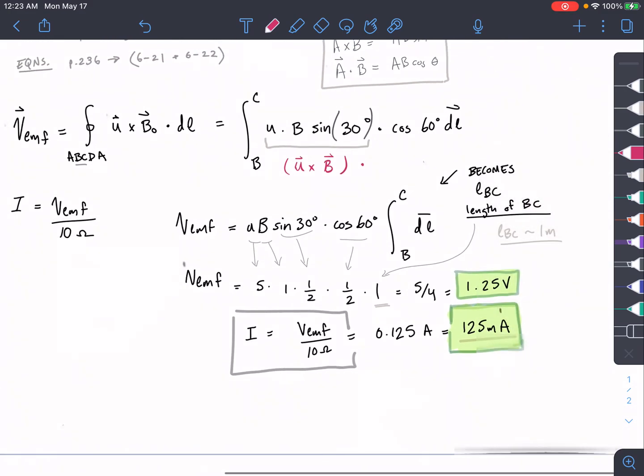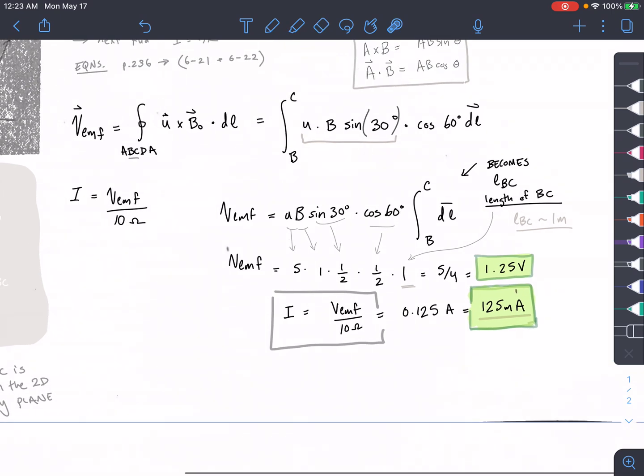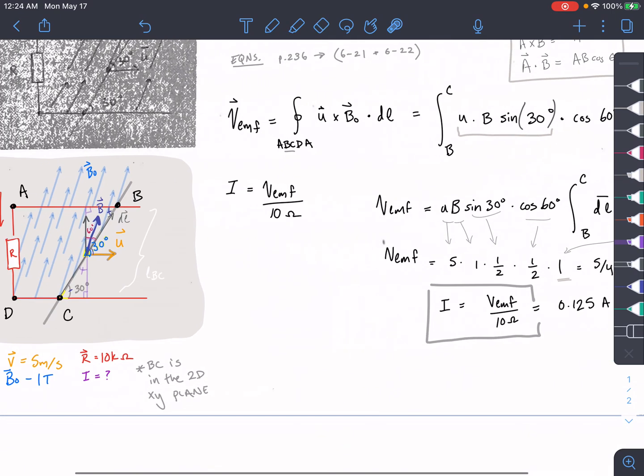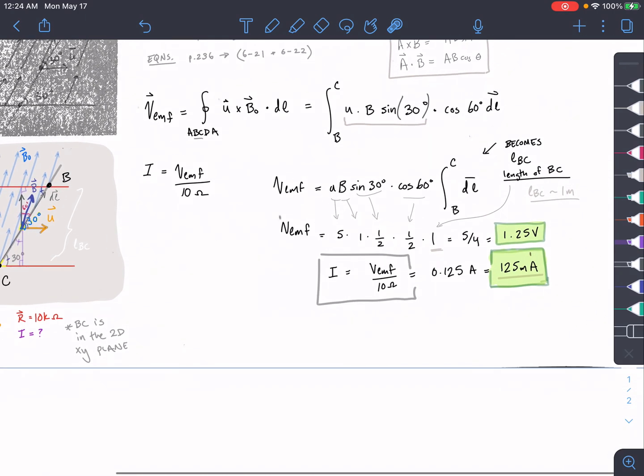So cross product first and then dot product second. That's the result of the dot product, and that's why we end up with this expression here. Okay, so hopefully that part makes sense. If it's not super clear, go ahead and go back and maybe watch that again. But the rest of this isn't too bad. We're going from B to C, so we're integrating along that path there, and then we find our induced voltage.